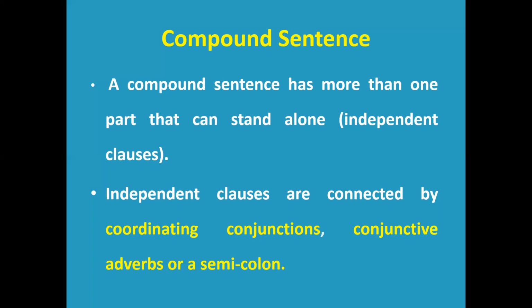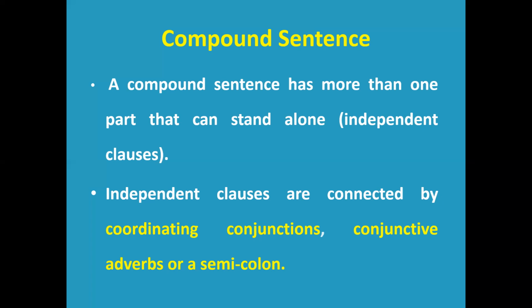Now, let me tell you something about compound sentence. A compound sentence has more than one part that can stand alone. When I deliberately say one part that can stand alone, it means independent clause. And as we know, main clause is also called independent clause, and independent clause is also called principal clause. So though different wordings are there, all are the same: main clause, independent clause, and principal clause.